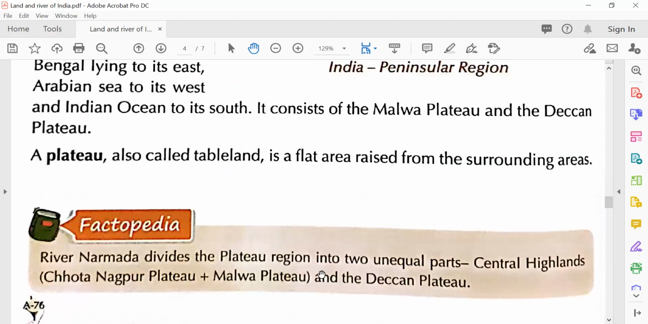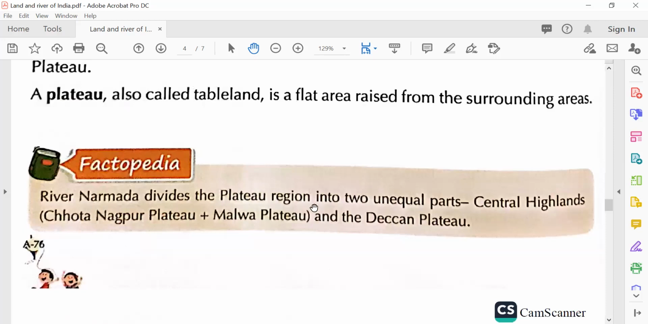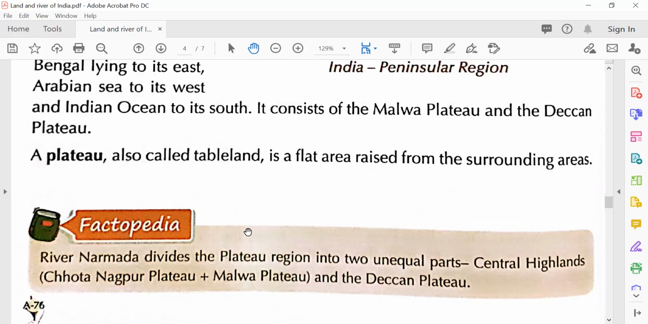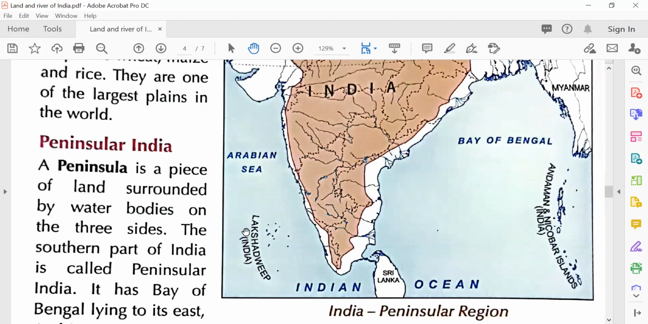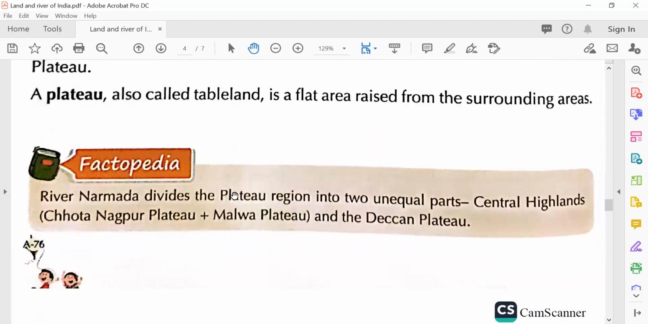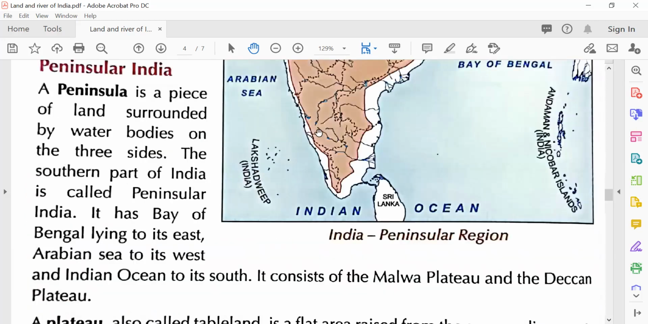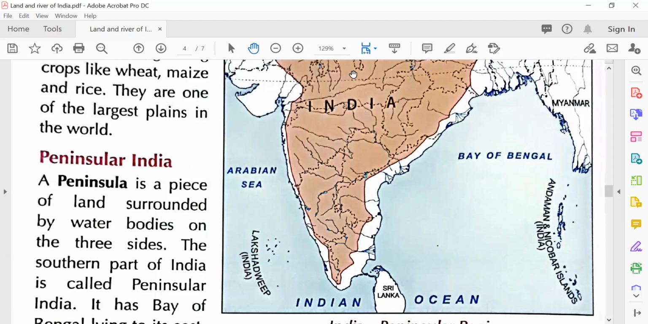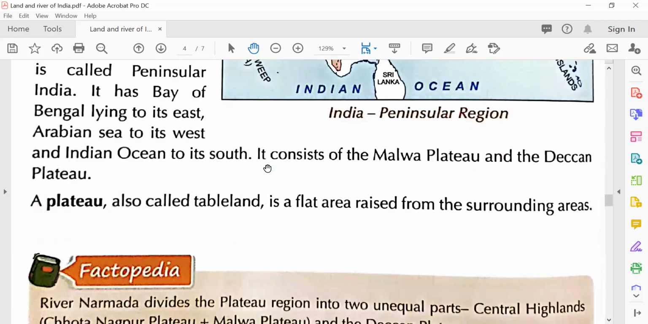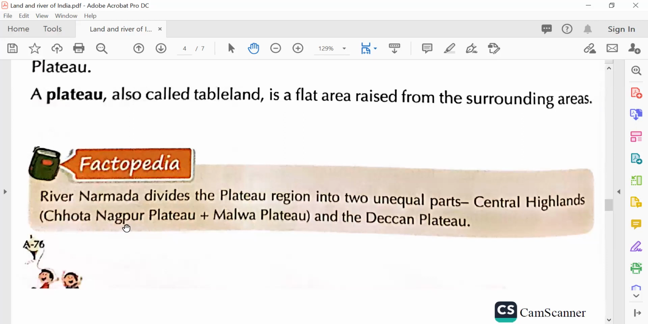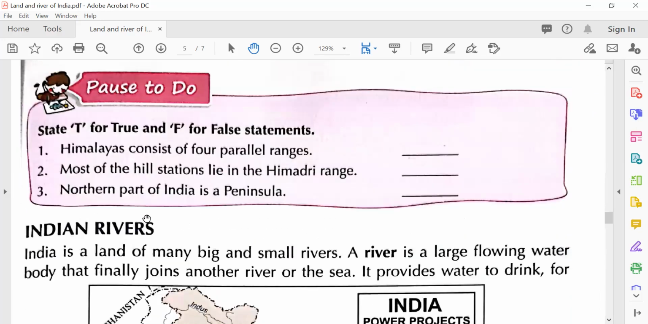Very good. So you are enjoying learning about India, right? River Narmada divides the plateau region into 2 parts: the Central Highland, Chota Nagpur Plateau, and Malwa Plateau, and the Deccan Plateau. What are the 2 plateaus? The river Narmada divides the plateau region into 2 unequal parts. One is the Deccan Plateau. The plateau below is called the Deccan Plateau. And in the upper portion, which 2 plateaus do they have? Malwa Plateau and Chota Nagpur Plateau. Right? So you have learned about the plateaus of India also.